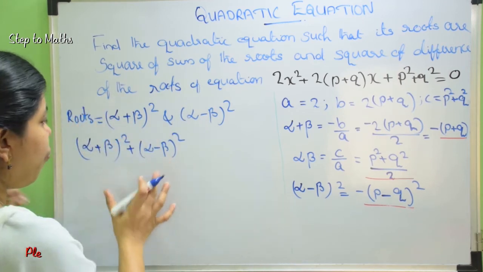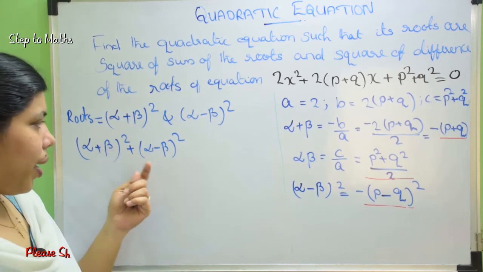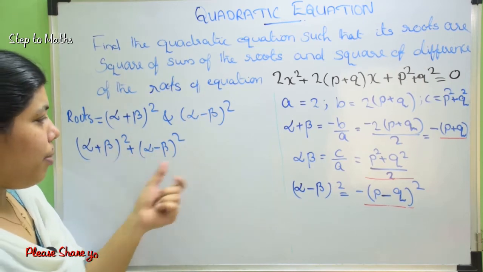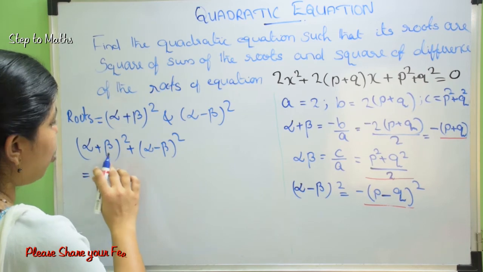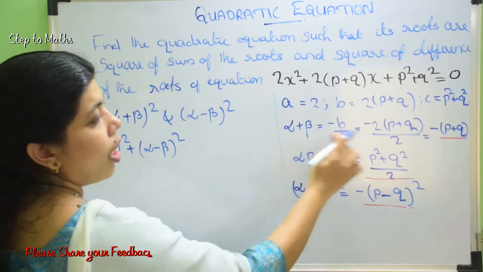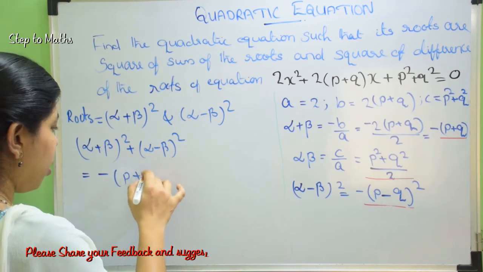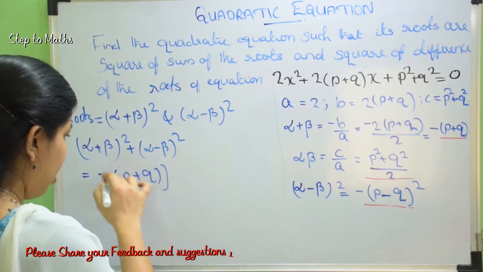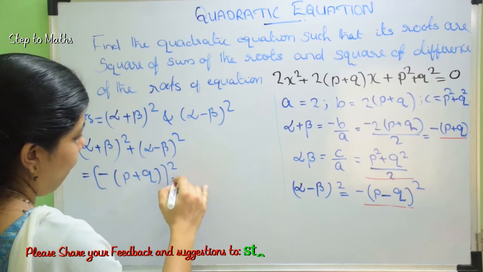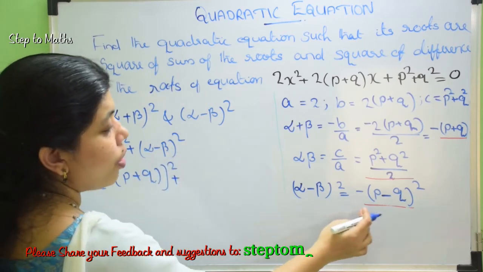And the sum of roots is alpha plus beta whole square plus alpha minus beta whole square. Now substitute the value of alpha plus beta. Alpha plus beta is minus of (p plus q), the whole square, plus alpha minus beta whole square.